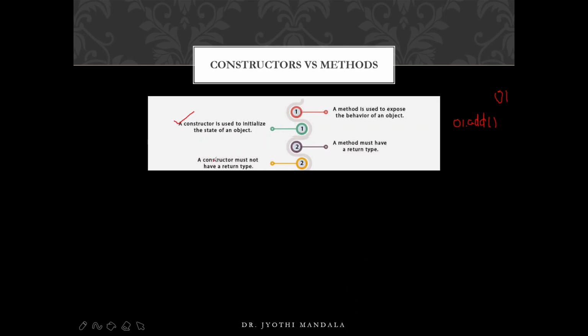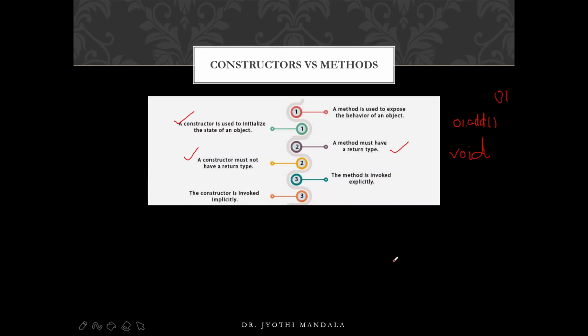The second difference is a constructor does not have any return type, whereas a method must have a return type. If you don't want to return any value, at least you need to give void in case of methods, but in case of constructors, no return type is there. That is your second difference. And the third difference, as I told you, is methods should be invoked explicitly using your object name and dot operator, but constructors are invoked implicitly at the time of object creation, right?